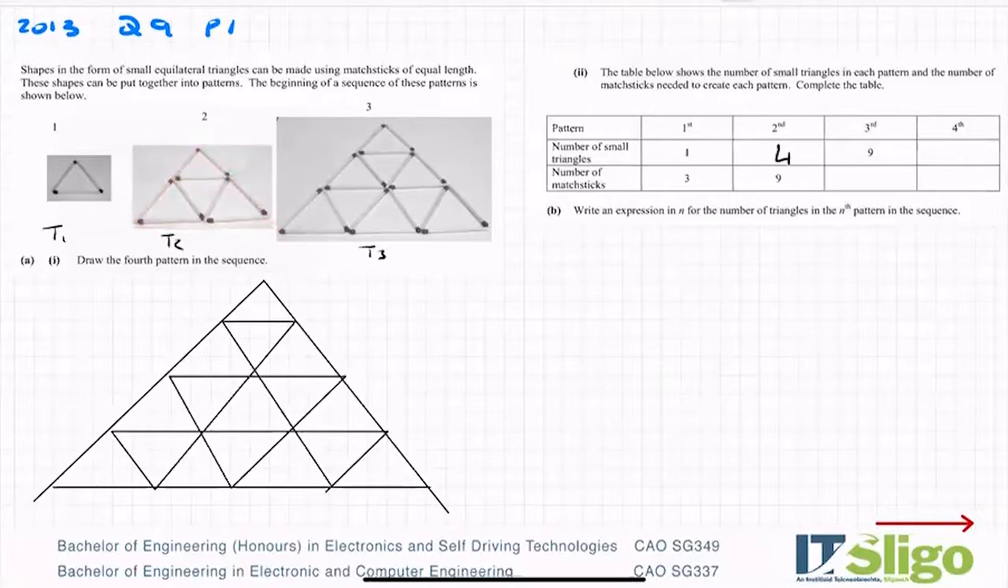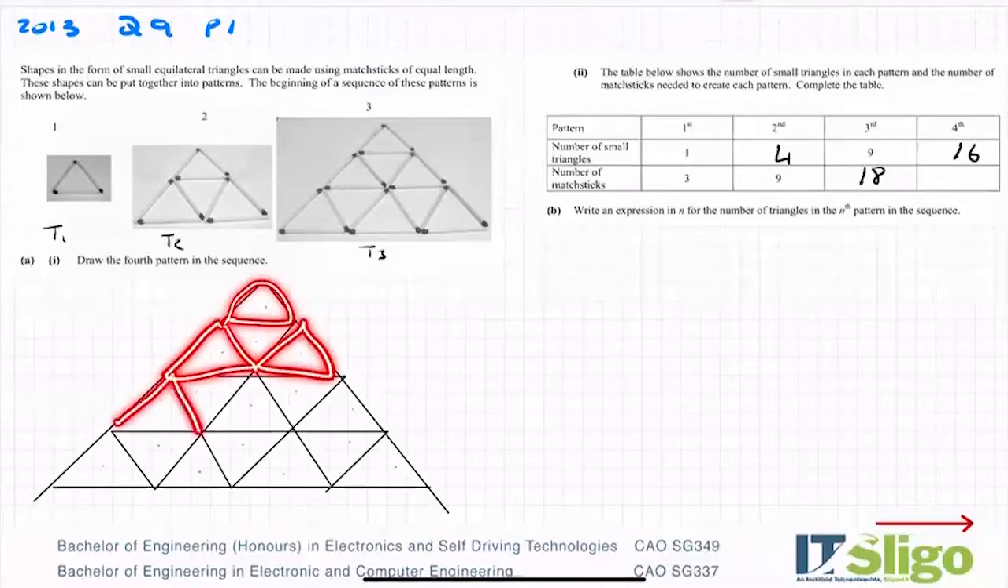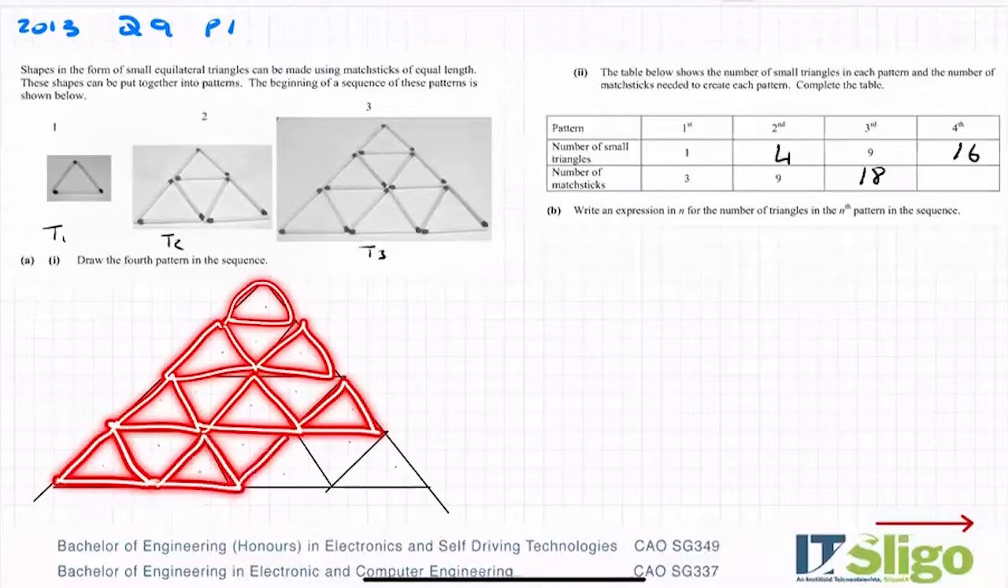Okay. And the third one, the number of triangles is 9. The number of matchsticks, 3, 6, 9, 12, 15, 18. Okay. And in the fourth one, the number of triangles is 16. The number of matchsticks needed is 30.